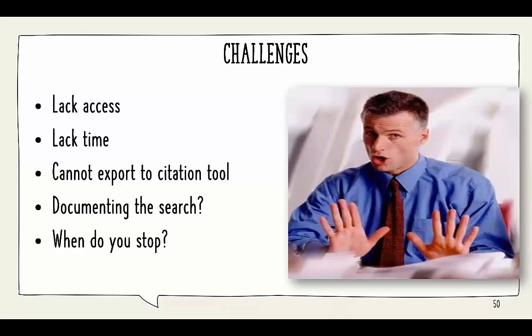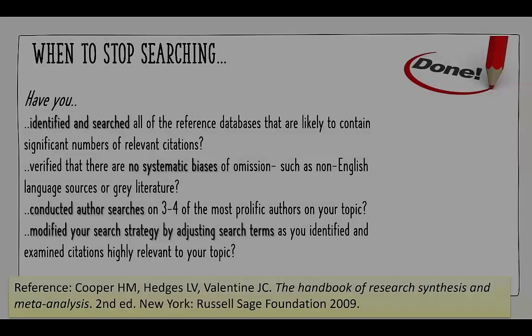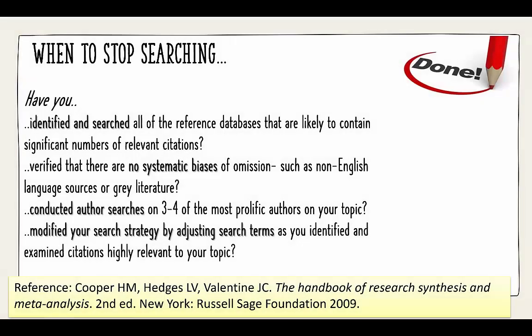Okay, so of course there are challenges around this. Sometimes your team is like, no, I don't want to do any of that. Sometimes they don't have great exporting tools available, and that can cause an issue when you're trying to put it into Covidence or some other tool. And then the big question: when do you stop? This list of questions that I put here is from an older book, but I still think it can be helpful, like when my clients keep asking me, when do we stop? So this is just an example of something I've seen. They were like, well, have you identified all the reference databases that you need to search?